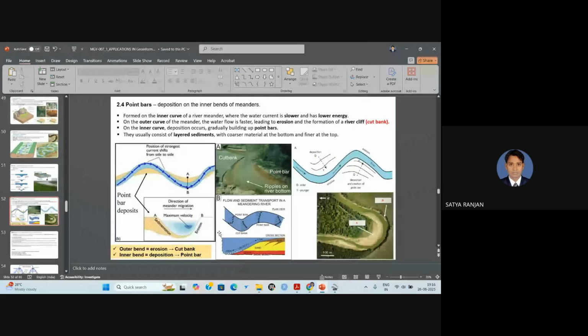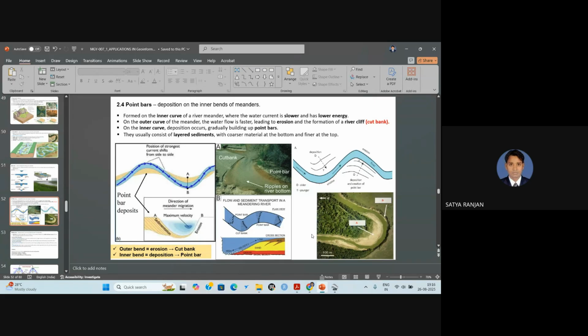Then point bars. A point bar is also a depositional feature on the inner bend of the meander. So this is the depositional area. This is the point bar, this A part. A point bar means deposition of sediments by the river in the inner part of the river. Inner part means, suppose this is the river movement, then this is the inner part and this is the outer part. This is a convex shape and this is a concave.